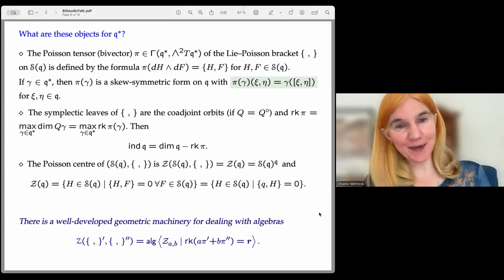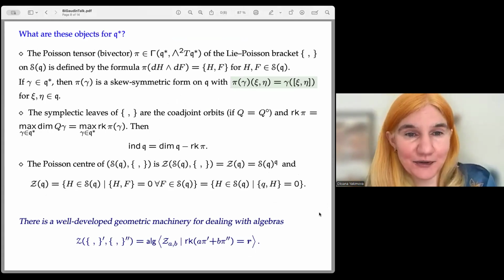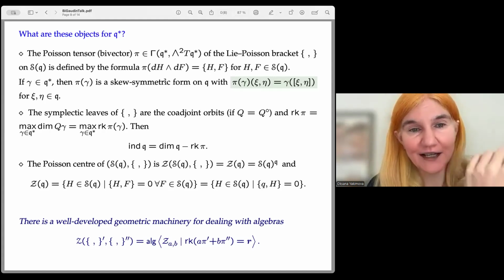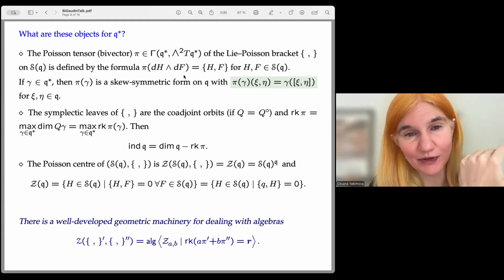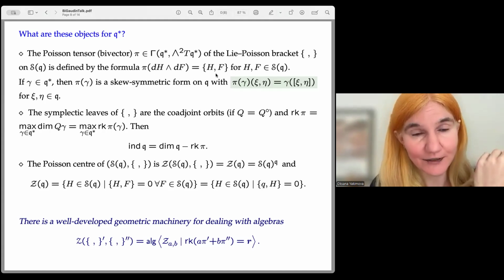Okay, so it is much easier when we are dealing with the Lie algebra, the so-called linear Poisson structure. The Poisson tensor or bivector can be defined by this formula. We evaluate it on the differential form, the exterior product of two differentials. This is just the Poisson bracket between the corresponding functions.